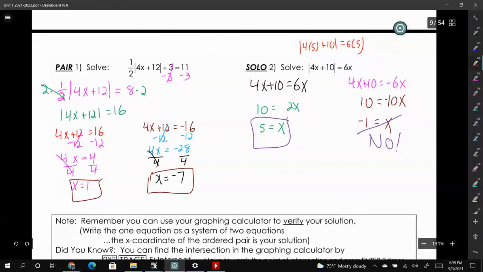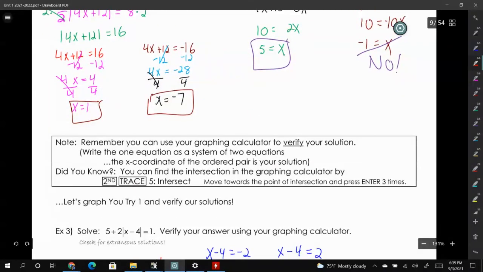So I hope that this gives you a good start on solving these absolute value equations.